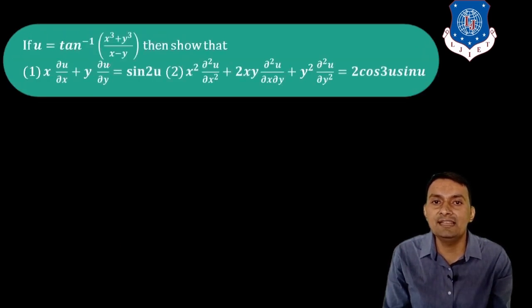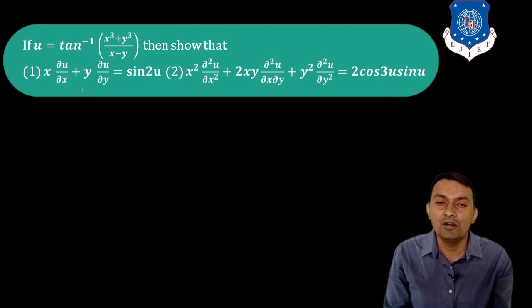So u is equal to tan inverse of something. But how can we say which theorem we have to apply, the homogeneous theorem or the modified Euler theorem? For that, first we observe that u is there, again u is there, u is there. That means first, is u directly a homogeneous function? If yes, then just go through theorem 1, that is the homogeneous theorem. If it is not directly, then we have to use the modified Euler's theorem.